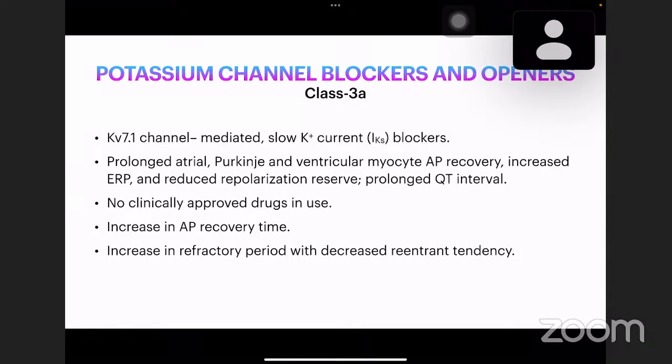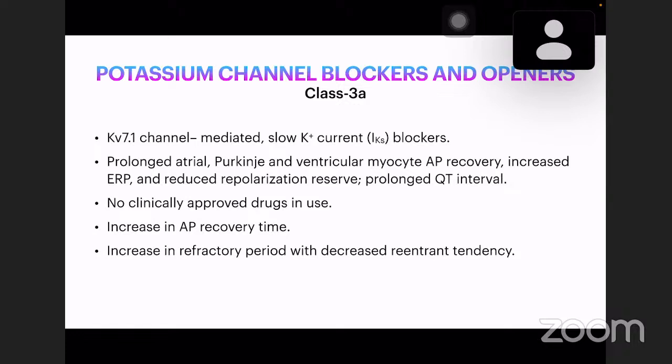So coming to the third subclass of class 3A, these are potassium channel slow current blockers. So these prolong the action potential in atrial, Purkinje, and ventricular myocyte recovery, increasing the ERP, reducing the repolarization reserve and prolonging the QT interval. There are no clinical drugs as of now that are approved by the FDA. So only the class is there. There are no drugs in this. So it increases the action potential recovery time and also increases the refractory period with decreased re-entry tendency.